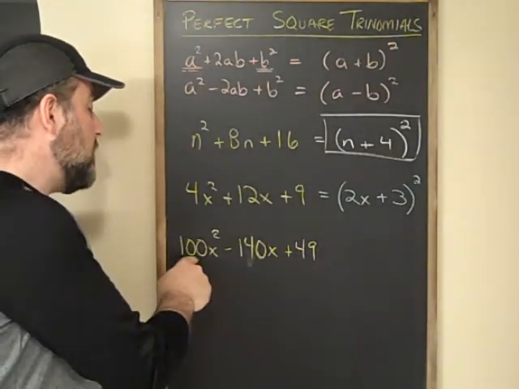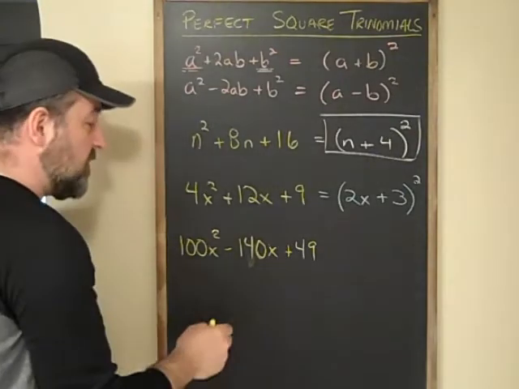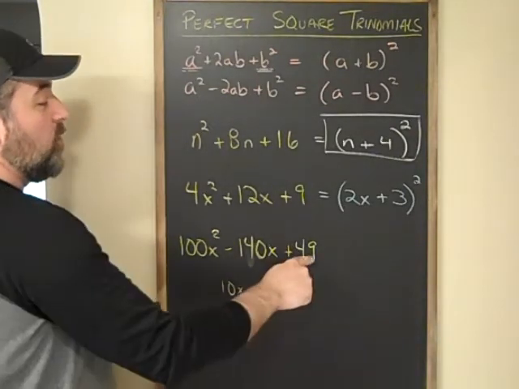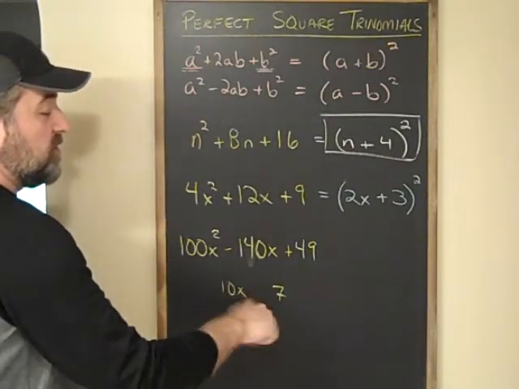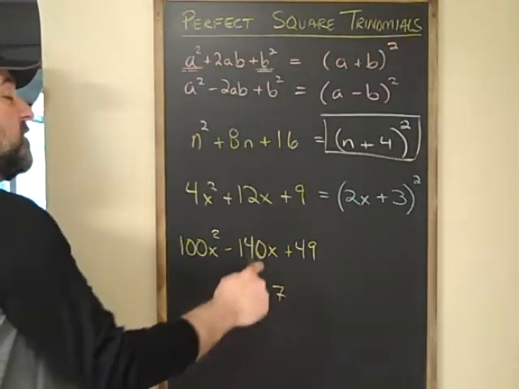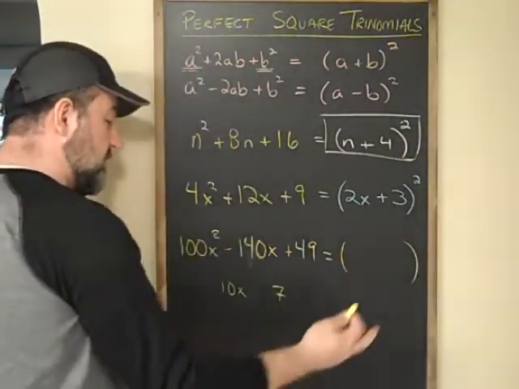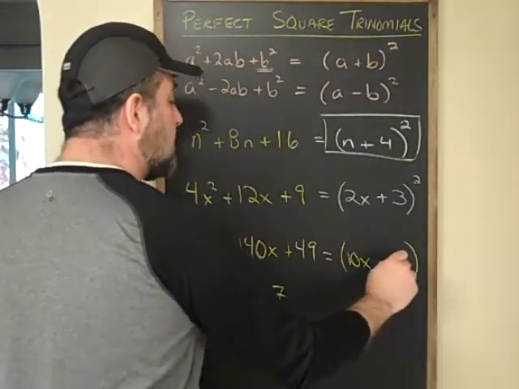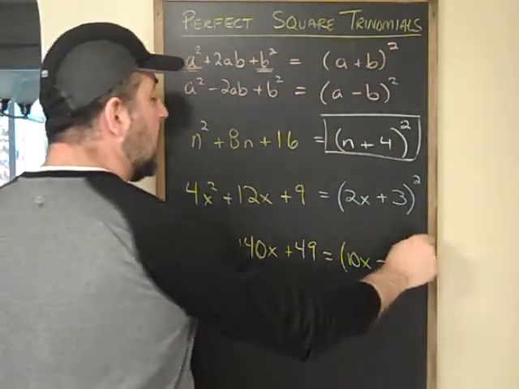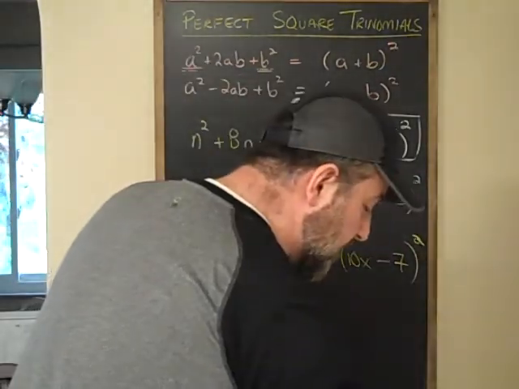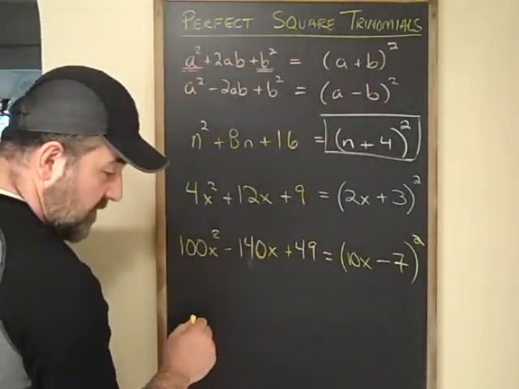Now, that's a perfect square, that's a perfect square. What do you square to get 100x squared? You square 10x. What do you square to get 49? You get 7. If you multiply those, you get 70x, and if you double it, you get 140x. So this is going to be, in its factored state, 10x and 7. Since that says minus, we're going to put a minus right there, and it's squared. There you go.